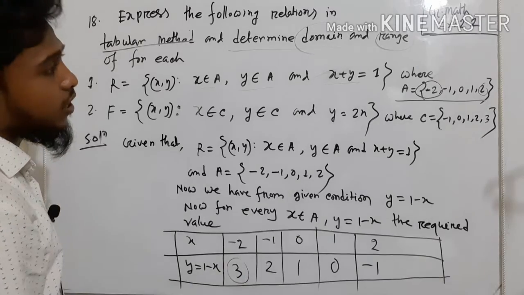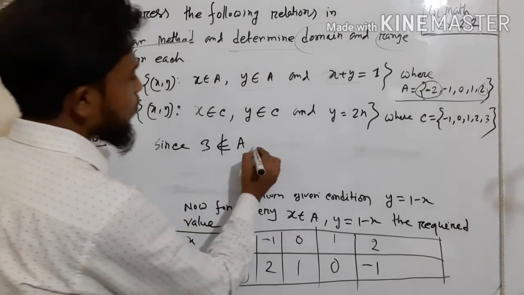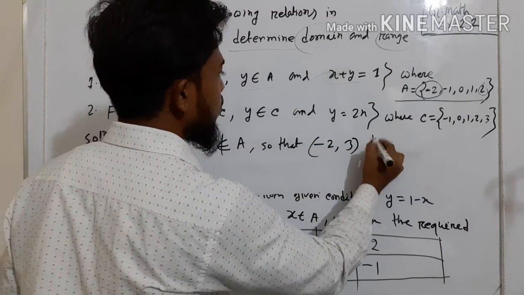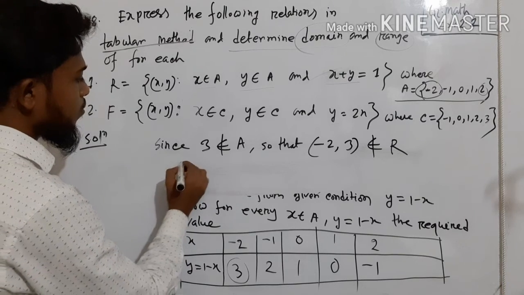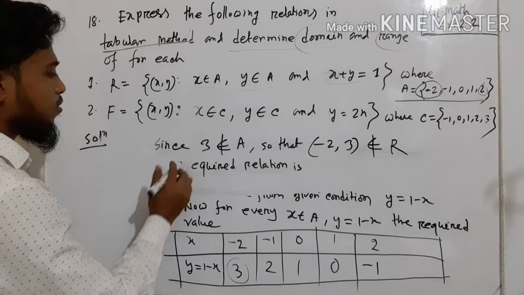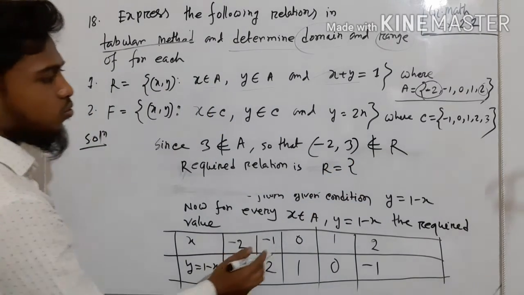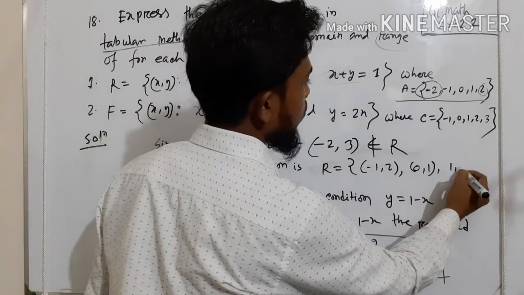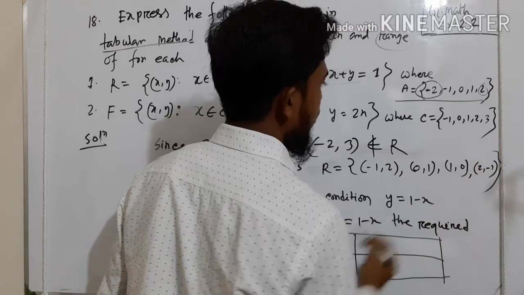So here we see that 3 is not an element of A. So we can write, since 3 is not an element of A, so (-2, 3) is not a relation of R. So our required relation is R equal to {(-1, 2), (0, 1), (1, 0), and (2, -1)}. This is our required relation.